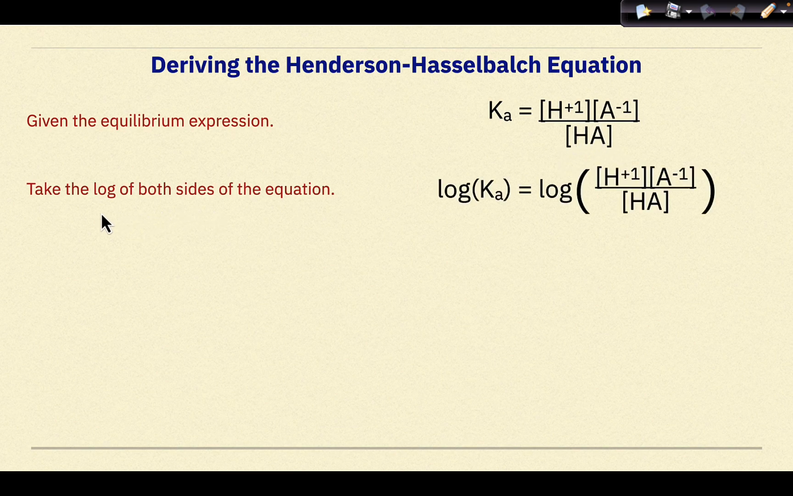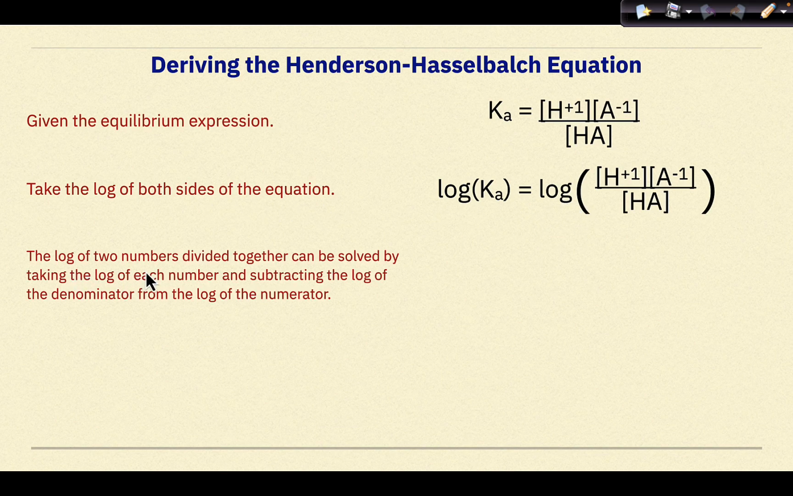What we're going to do next is take the log of both sides of the equation, as you can see right here. The log of two numbers divided together can be solved by taking the log of each number and subtracting the log of the denominator from the log of the numerator. In this case, we only want to isolate the hydrogen ion concentration and leave the ratio of the concentration of the weak base to weak acid.